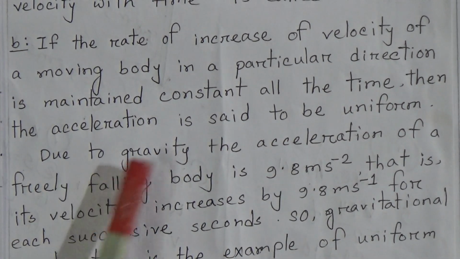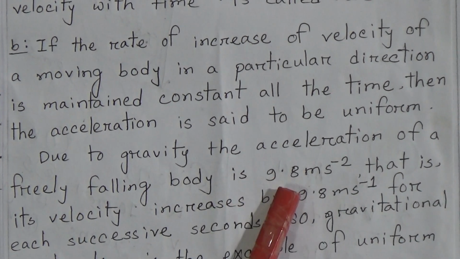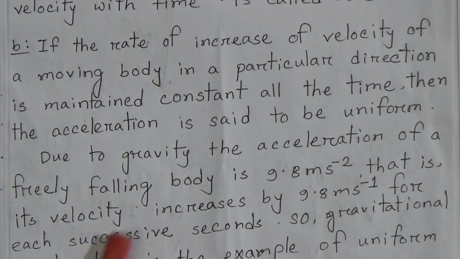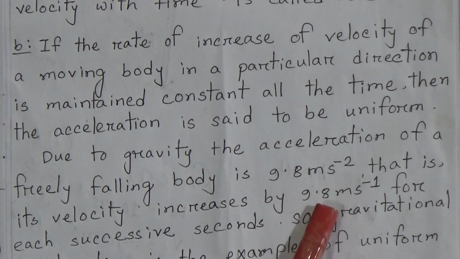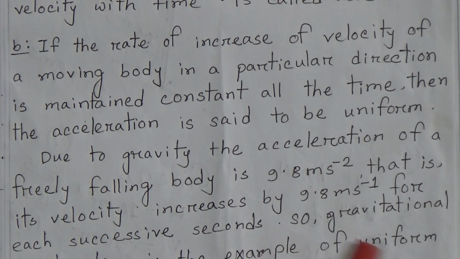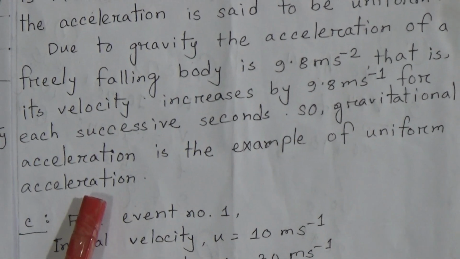And due to gravity, the acceleration of a freely falling body is 9.8 meter per second square. That is, its velocity increases by 9.8 meter per second for each successive second. So gravitational acceleration is an example of uniform acceleration.